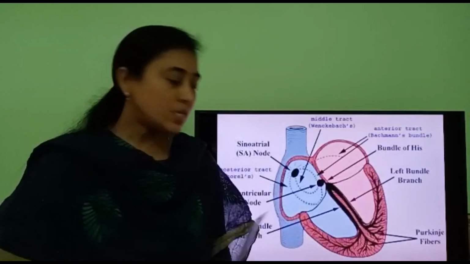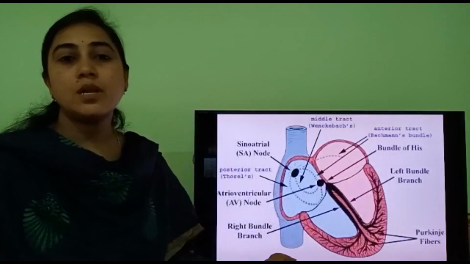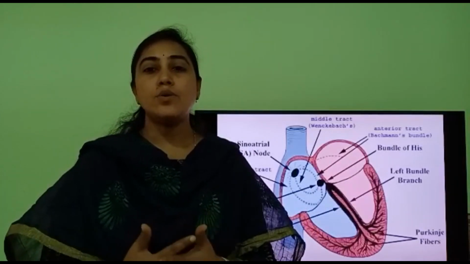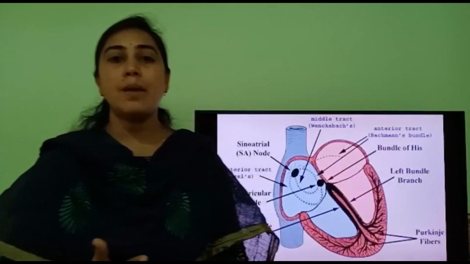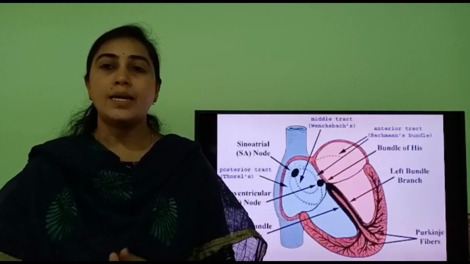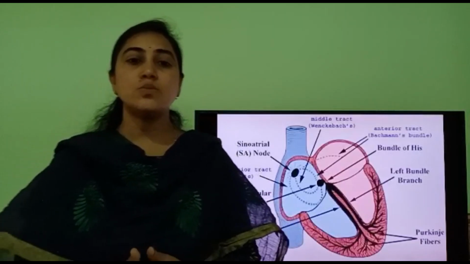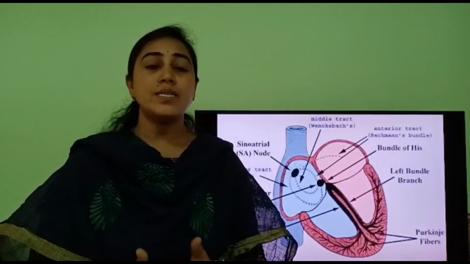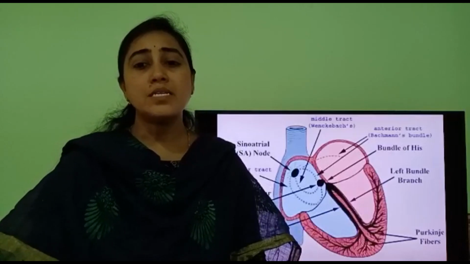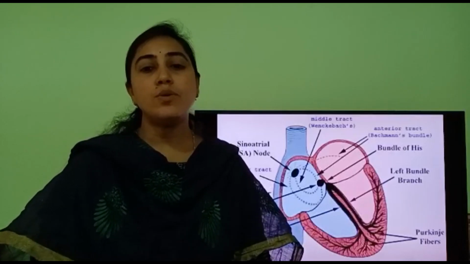And this is the information about the nodal tissue. Your homework is: what is a nodal tissue, and explain about the nodal tissue. And the next question is: why is the SA node called the pacemaker and why is the AV node called the relay point?